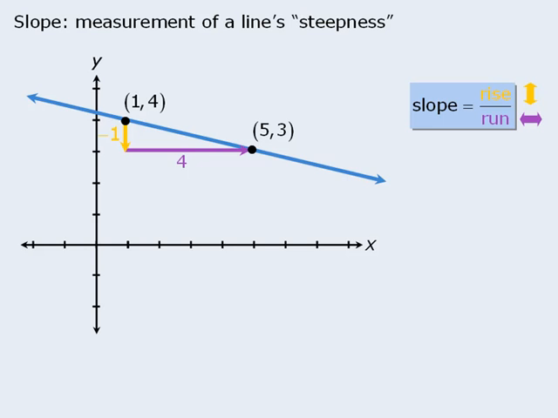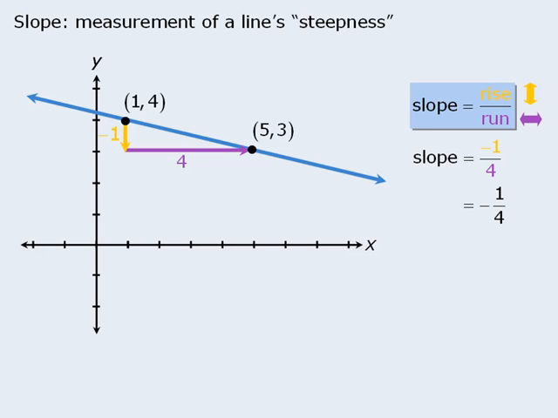So here, when we travel from one point to another, our rise is -1 and our run is 4. This means the slope of the line will be -1 over 4, which is the same as -1/4. Now notice that the slope of this line is negative. So some lines will have a positive slope and others will have a negative slope. We will examine this shortly.